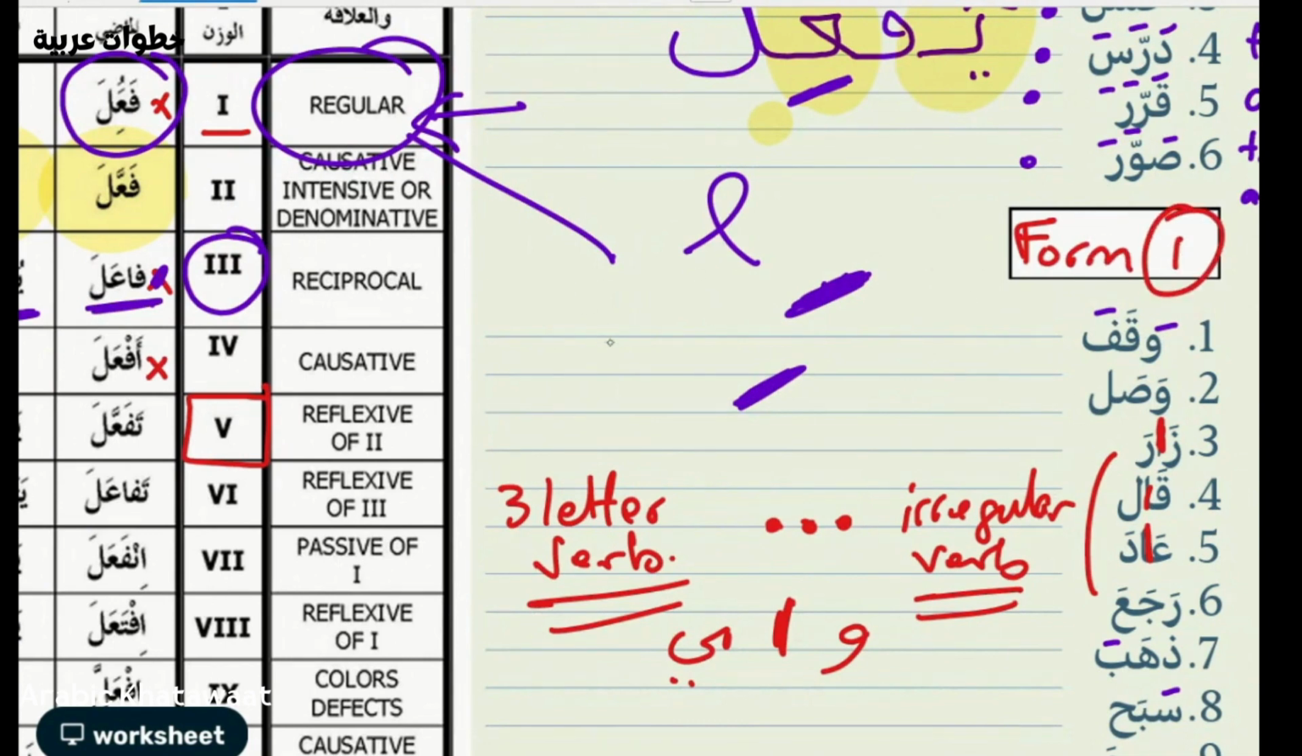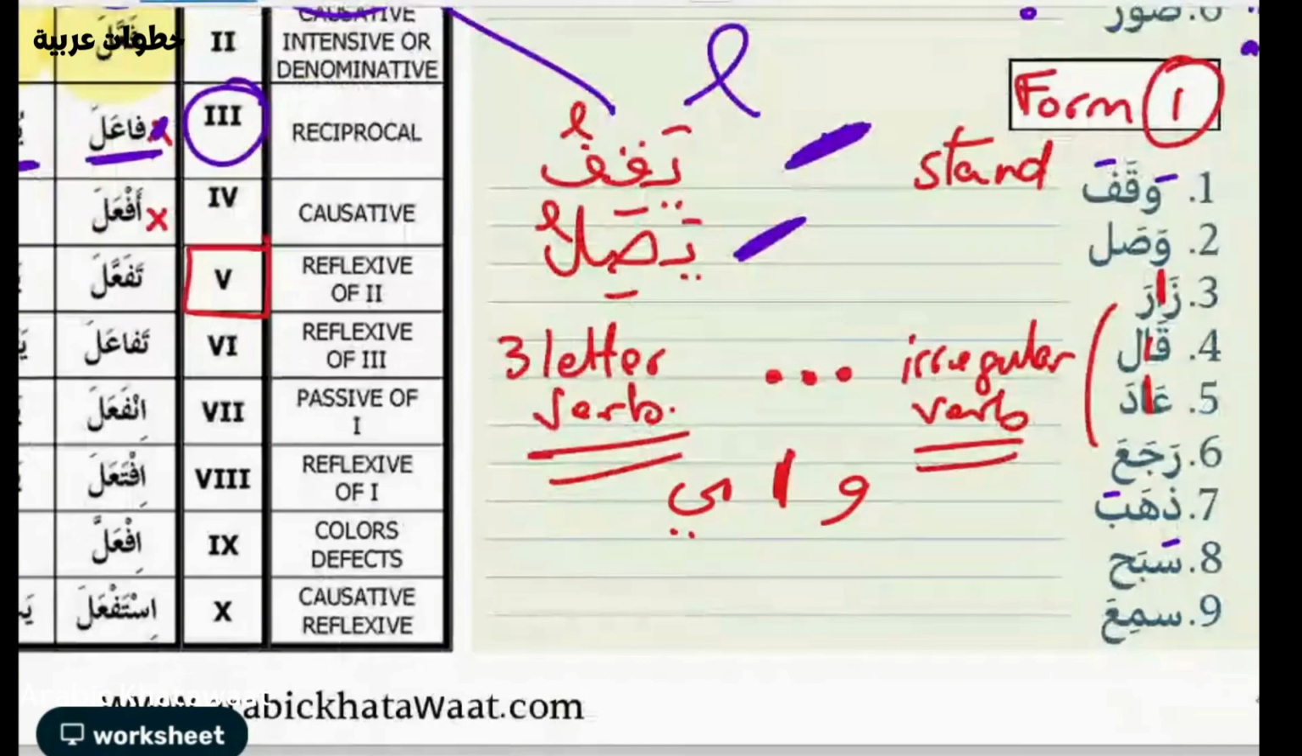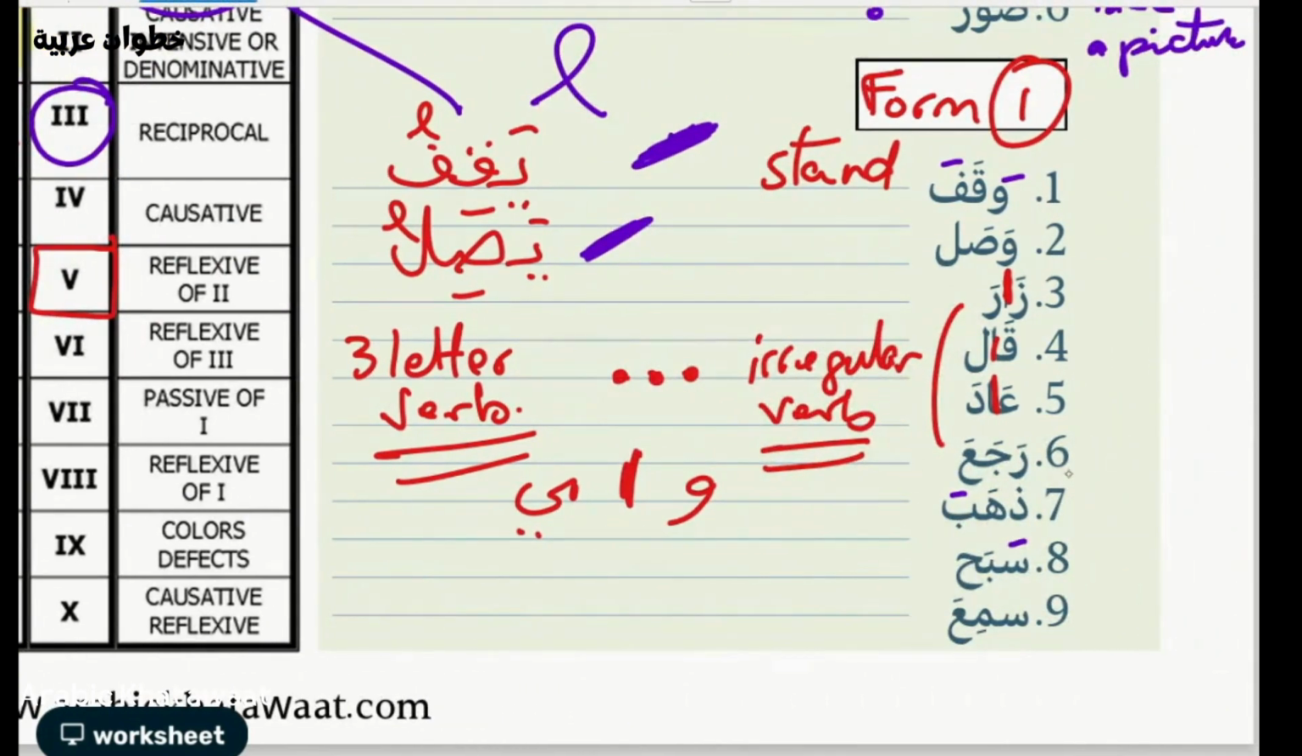I have to remember how to say yaqifu. He stops or stands also. Qif, stand, to stand. Wasala, arrive. Yasilu, he arrives. Here, yazuru, he visits. Yaqulu, he says. Ya'udu, he returns. And yarji'u, he returns, like go back. ذهب, go. سبح, swim. And سمع.